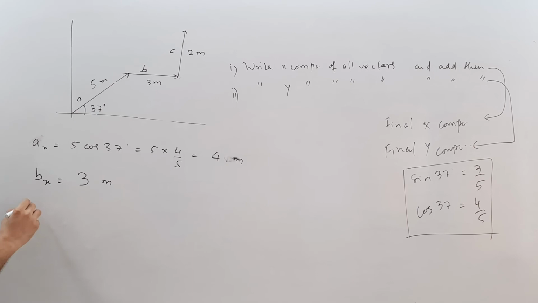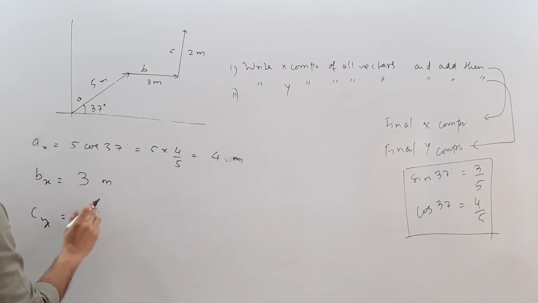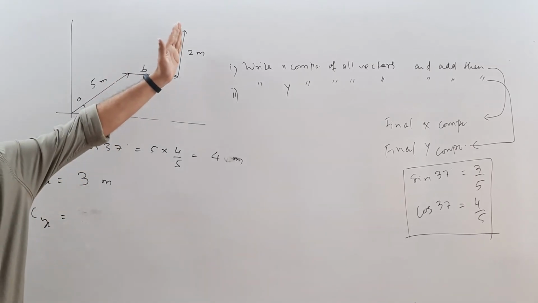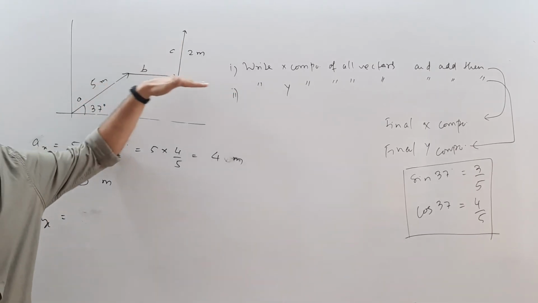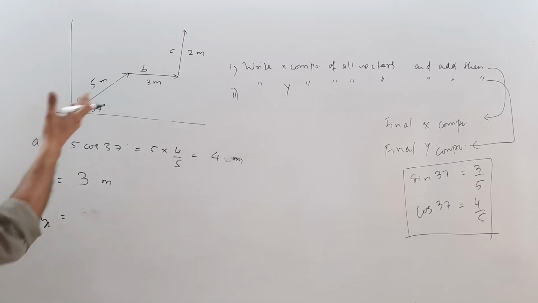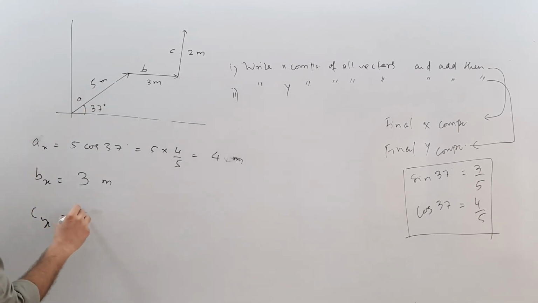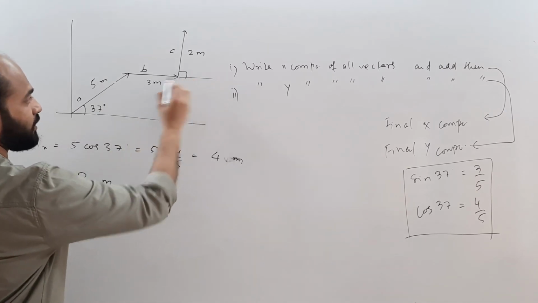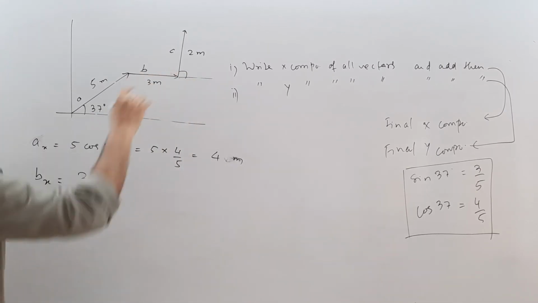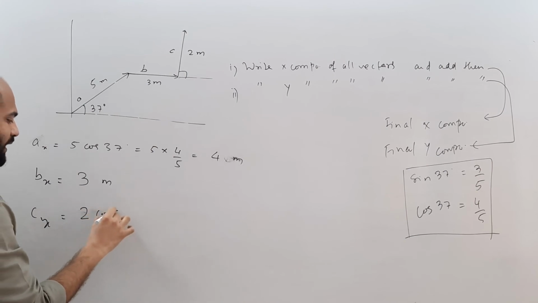And finally, we will write Cx also. So Cx is going to be 2. You can clearly see that the entire vector is along y-axis. There is no component along x-axis. So if you want to write it, we can write it as 2. Let's say this angle is 90. So the x component is going to be 2 cos 90.